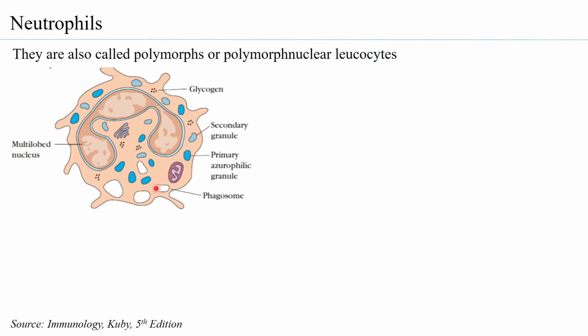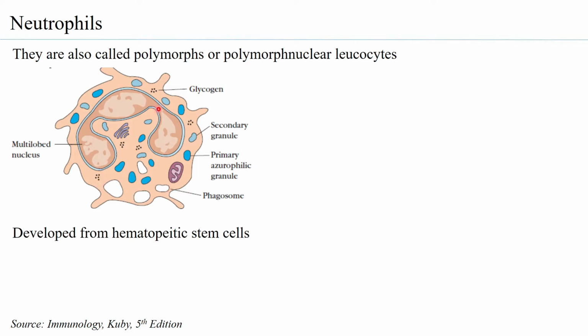What would also be observed in the neutrophils is the formation of phagosomes, because they are phagocytic in nature. So the pseudopodia help the neutrophils to engulf the antigenic components or foreign particles and form phagolysosomes, thereby destroying or eliminating the antigens.